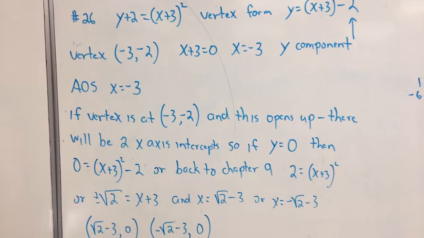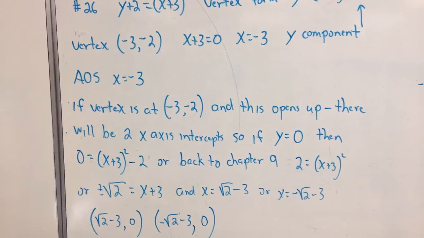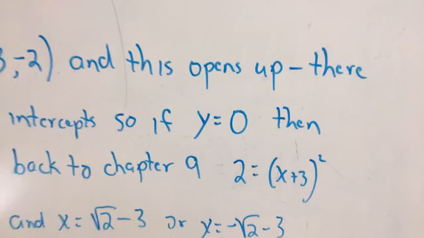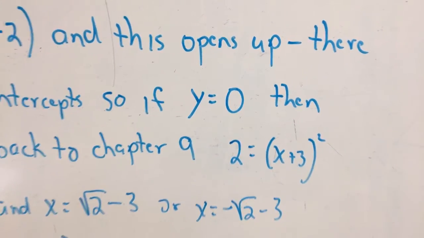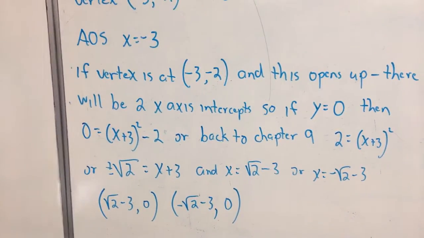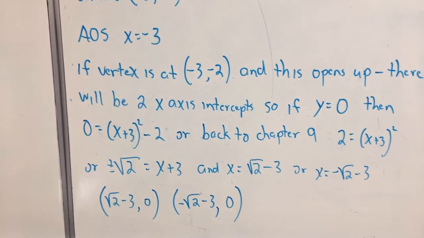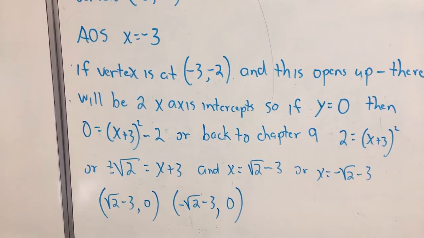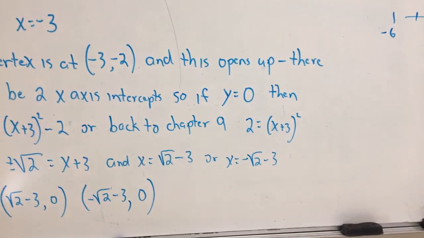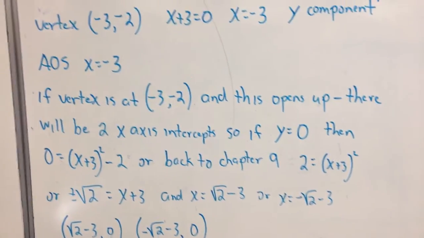So if I set that equal to 0, I need to go back to Chapter 9, and if I add 2 to both sides, I get 2 is equal to x plus 3 quantity squared. Now I need to take the square root of both sides. So when I take the square root of both sides, plus or minus the square root of 2 is equal to x plus 3. Okay? So x is equal to the square root of 2 minus 3 or negative square root of 2 minus 3. Notice the negative 3 in that. Negative 3 is the axis of symmetry.